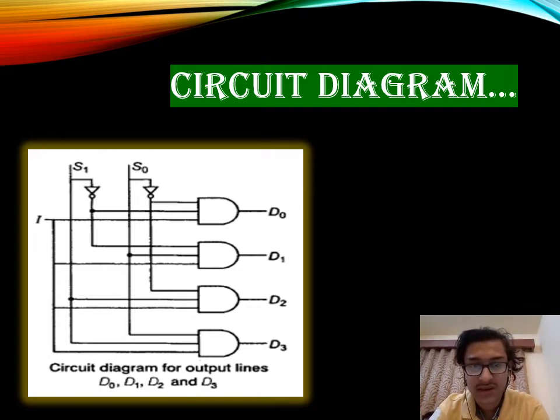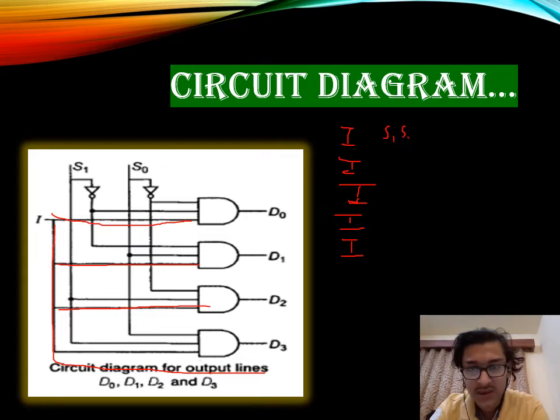First we will write I, which is the data input. I is the same for all. As you can see, it is connected to all of them here. It is connected to D0, D1, and D2 also. Now we will take the inputs S1, S0. We will write 0 0, then 0 1, then 1 0, and 1 1.